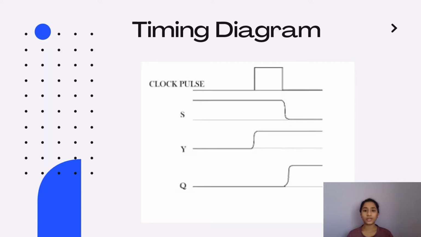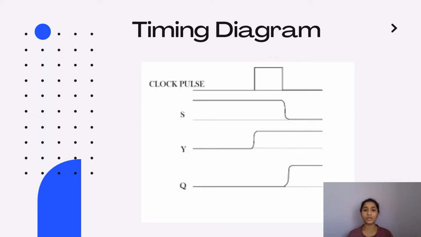Now during the negative half cycle, or during the negative edge of the clock pulse, that is exactly when the slave output will change. Because that is when the slave will be active and the master will become inactive. So we can see that during the negative edge, even though the S value is dropping down to 0, it will have no effect on the output coming out of the master, because the master will remain inactive during the negative edge and it's only the slave that is active.